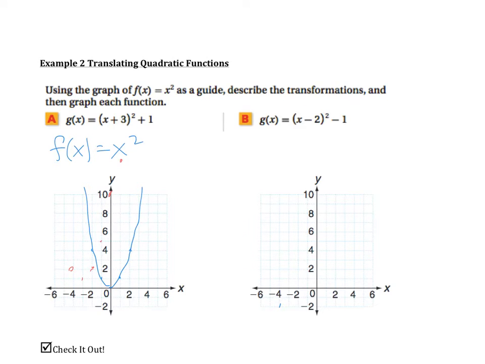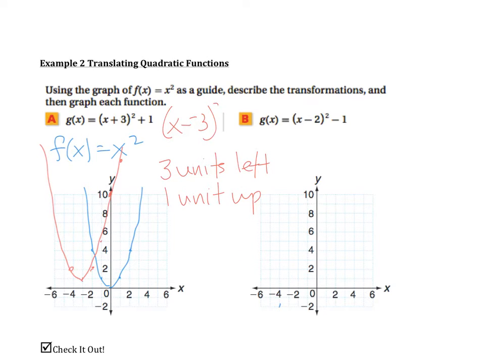So you see it would start. So this moves 3 units left and 1 unit up. And if we look at standard form, this would be x minus negative 3 squared plus 1. So you can see where the left comes from, the minus negative 3.